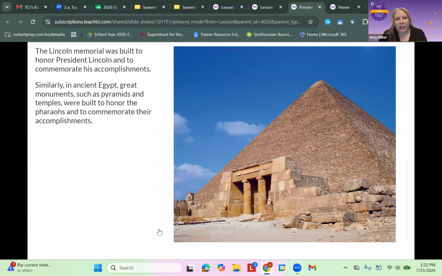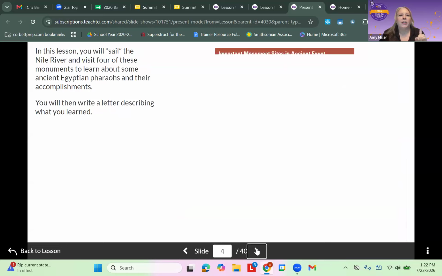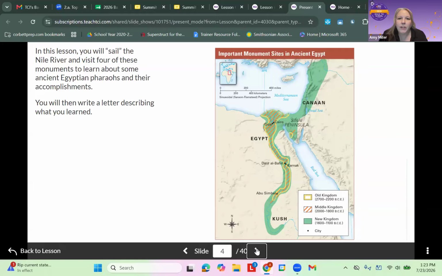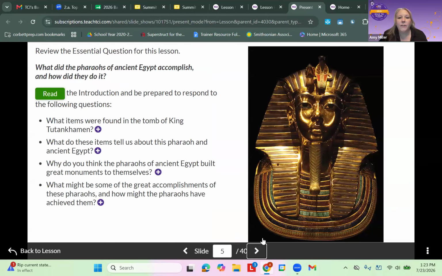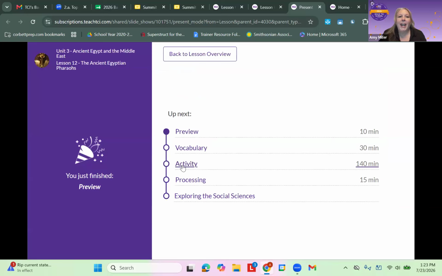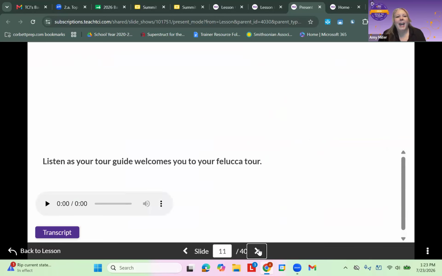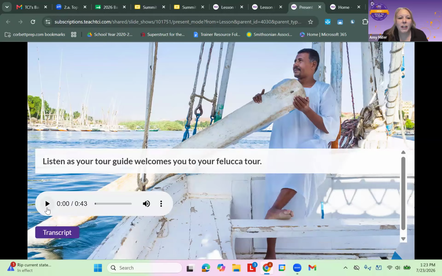This lesson is great because the kids are going to hop into a felucca. They're going to travel down the Nile River. They get to hear from their tour guide. They get to get off of their felucca and go visit these monuments. And then here's the image I'm sharing with you about the felucca. They get to sit down in their assigned place. I love that. And let's just hear a clip from our tour guide that helps us on our felucca.